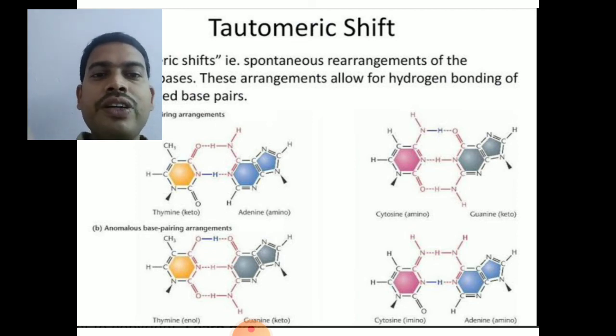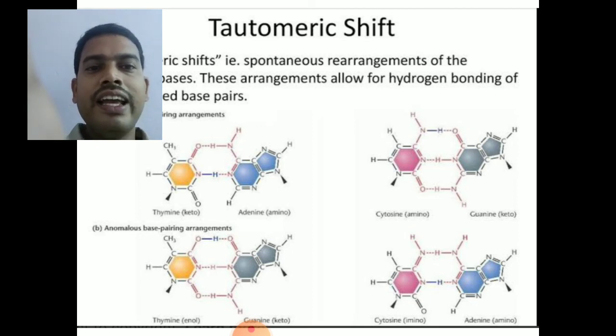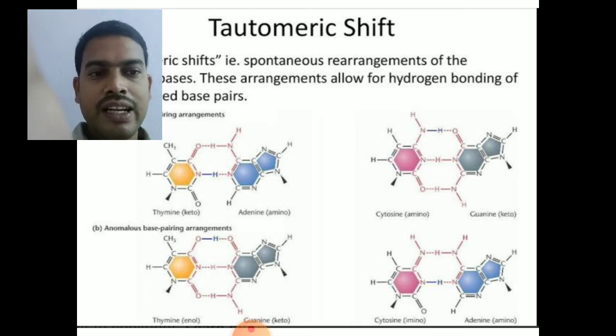So when there is a tautomeric shift in the nitrogen bases, thymine will bind with guanine, which can be viewed in the bottom of the slide, and cytosine will bind with adenine. So thymine will bind with guanine with 3 hydrogen bonds, and cytosine will bind to adenine with 2 hydrogen bonds. So general base pairing is shifted. ATGC base pairing is shifted to TG and AC base pairing, and the hydrogen bonds between AC is 2 and between GT is 3.